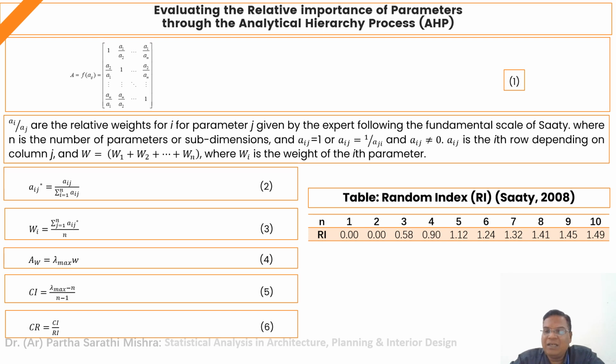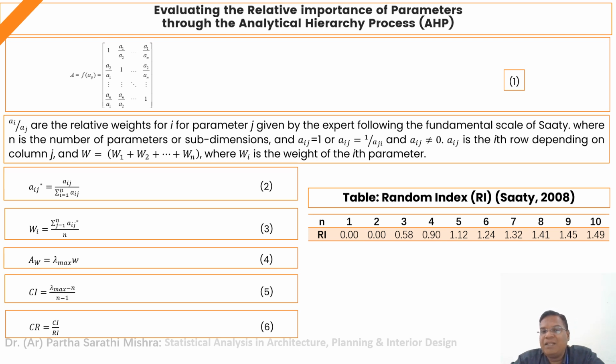Similarly, we can say W is equal to a summation of all weighted values, W1 plus W2 plus till the nth value, where w_i is the weight of the ith parameter. So these are the calculations. I'm not going into the detail of the calculation process.